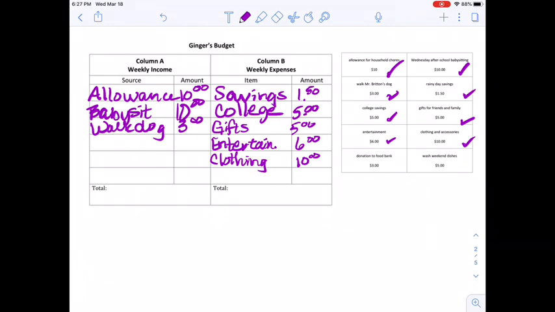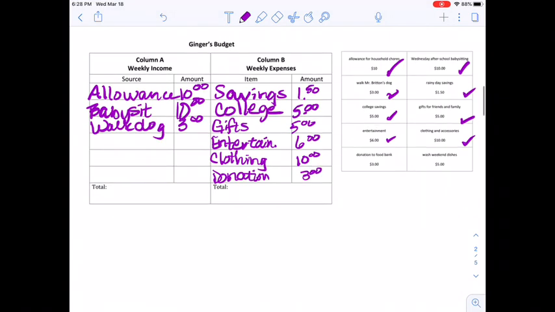2 to go. Donation to a food bank. A donation is an expense because I'm taking money that I have and I'm giving it to something else. So that would go under our expenses, and this is a $3 donation. So we have donation, $3. And last, we are washing the weekend dishes.